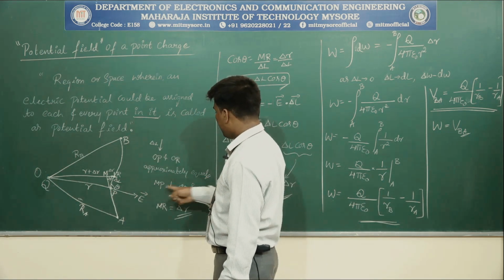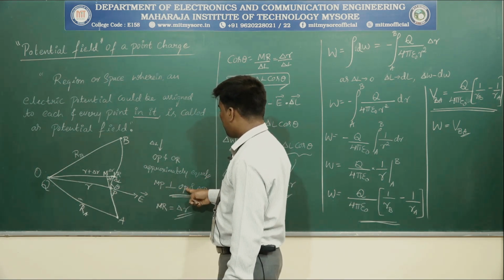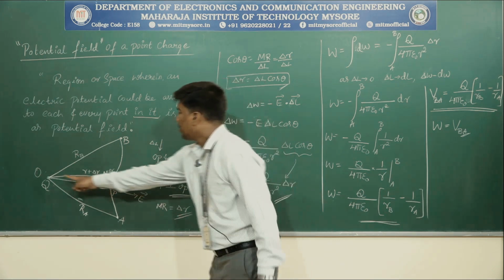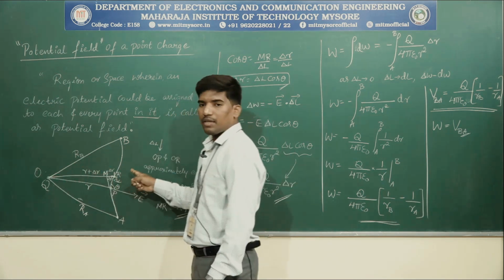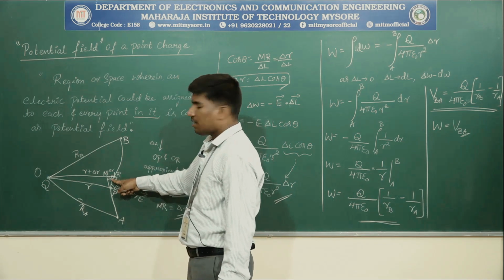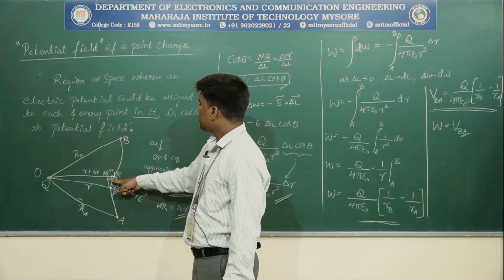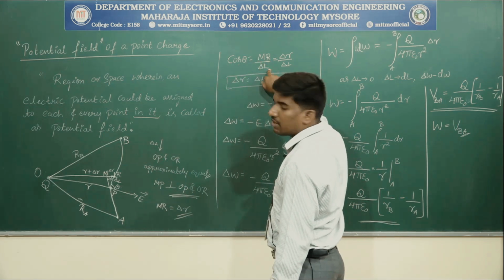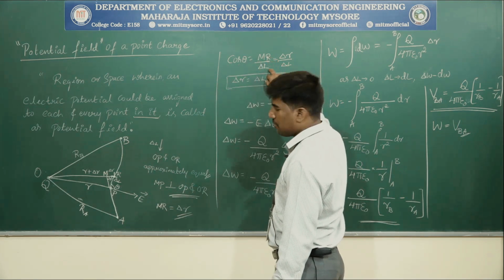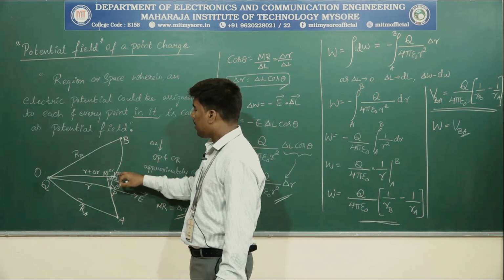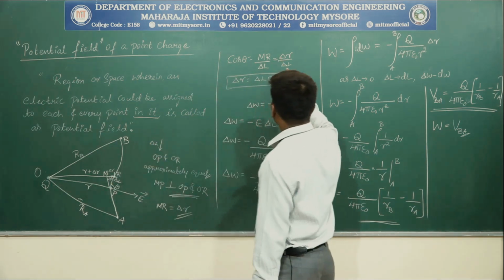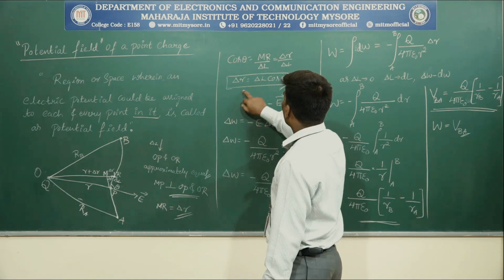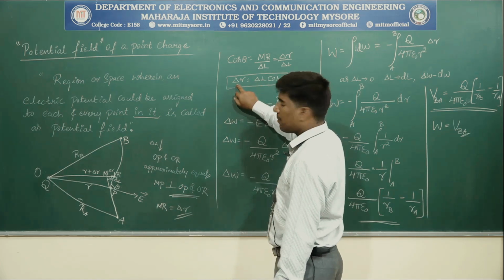Therefore, MP is perpendicular to both OP and OR. Therefore, this angle becomes theta. Since we have the theta value, cos theta is equal to MR divided by delta L, that is adjacent by hypotenuse. Adjacent length is MR, which is given by delta R divided by delta L. With this equation, we can have the equation for delta R.